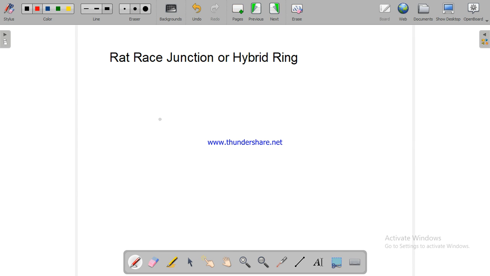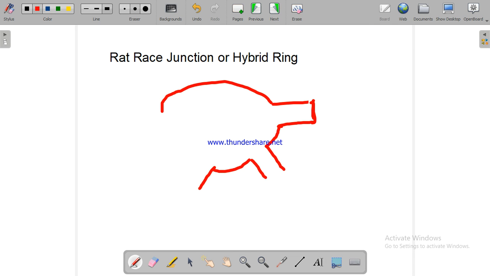Here we can observe four ports: port 1, port 2, port 3 and port 4.